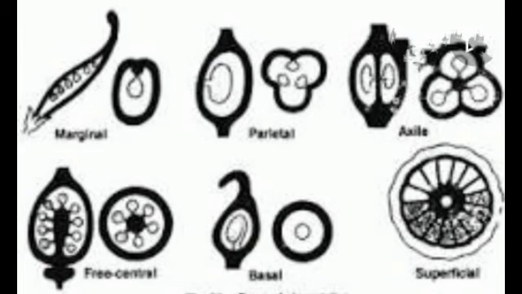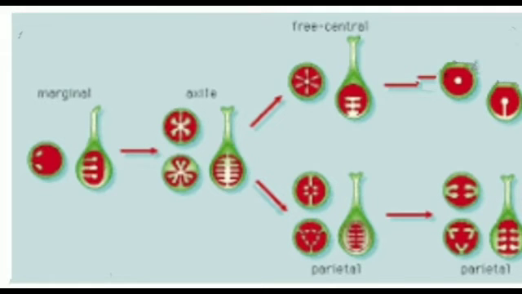In this, there is a single placenta in a unilocular ovary at the margin. Example, we can see pea. Okay. Now, second is parietal. The number of carpels is more than 1 and the placentae are present where 2 carpels meet. Third is axile. In this, the number of carpels corresponds to the number of locules, which means they are similar. And placentae are found at the center.